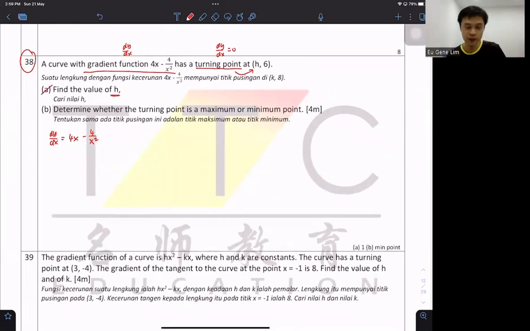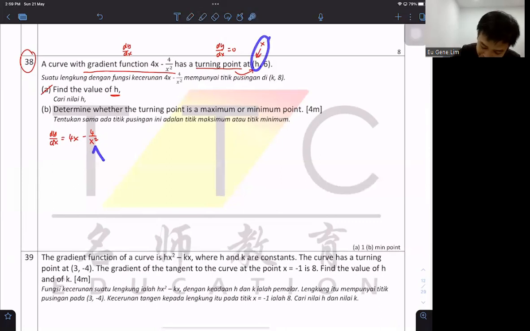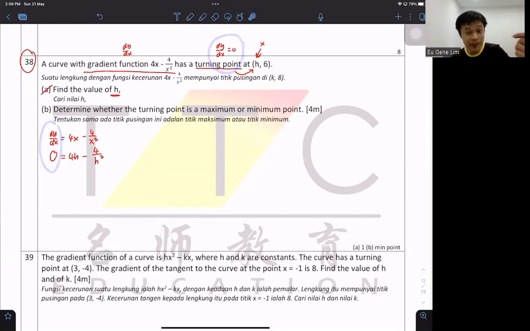Find h. So how to find h? Where is h? Oh, h is the x. So what you can do is sub the h into the x here: 4h minus 4 over h squared. Then you can put 0 here, because dy dx equals 0. So from here you can find out h. So this is question A.